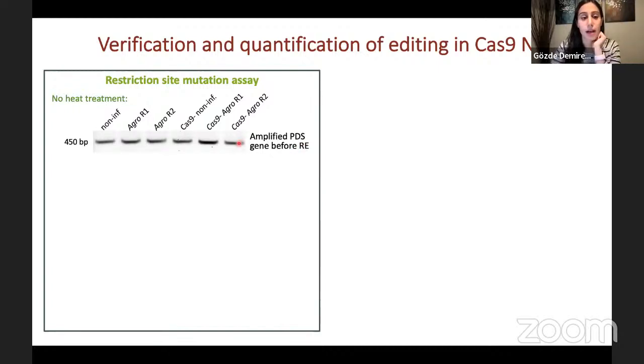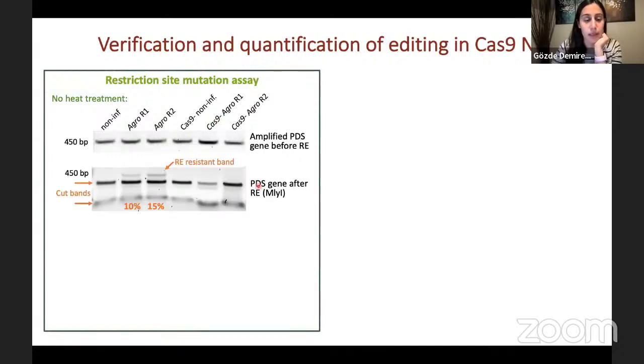We have the PDS gene sequence. We have a non-infiltrated sample, 2 Agrobacteria infiltrations, and some negative Cas9 plants that are not infiltrated or infiltrated as agros. These are negative controls because when we don't have Cas9, we should not get any editing in these plants.